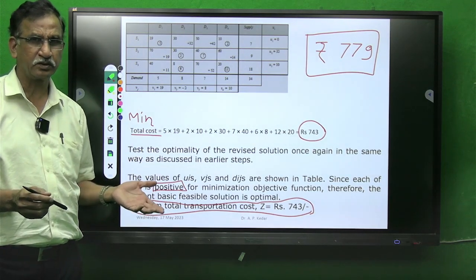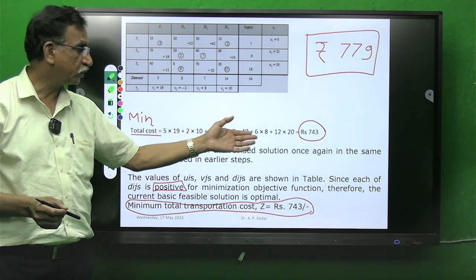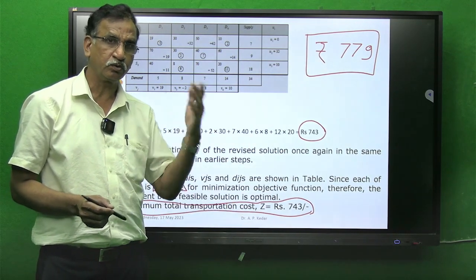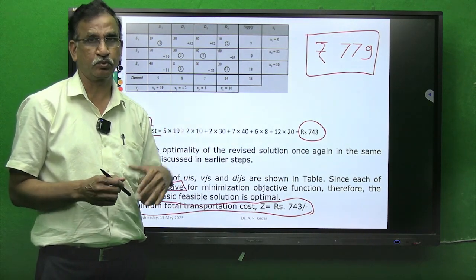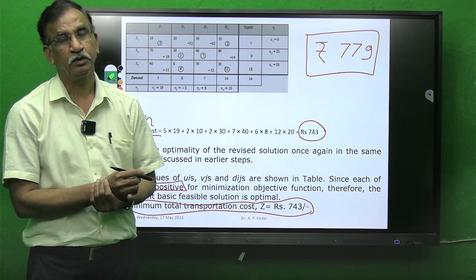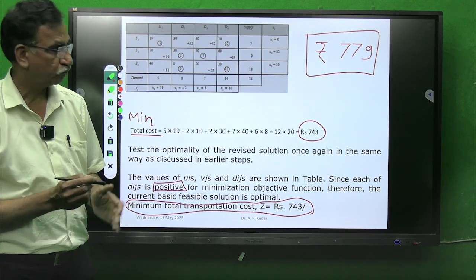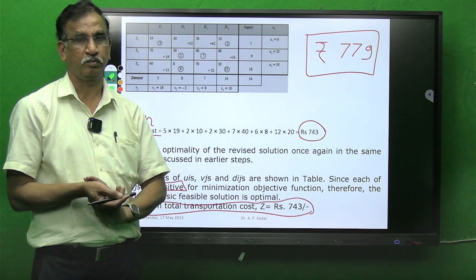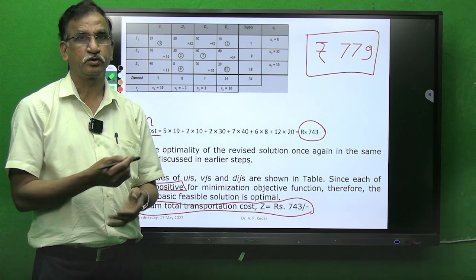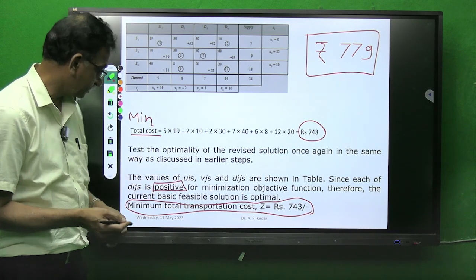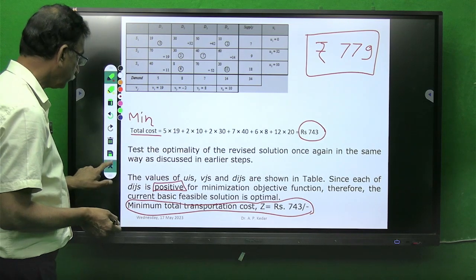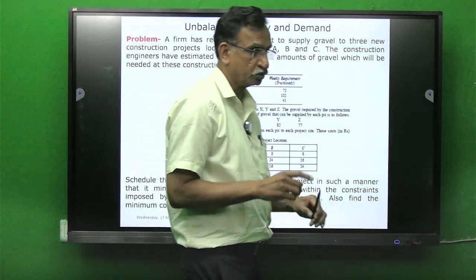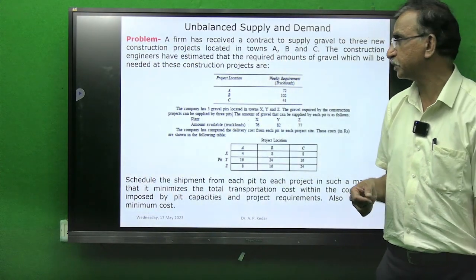There may be a chance that if you get any negative opportunity cost, then you have to add one more step, or two more steps, as demanded by the problem. So this is how, in detail, a transportation problem is optimized by the modified distribution method. Now we'll see special cases. I will just go through how to tackle the special cases.